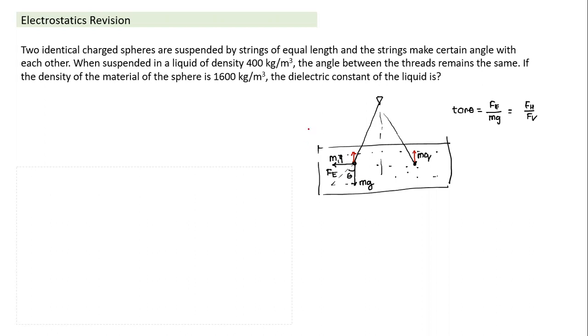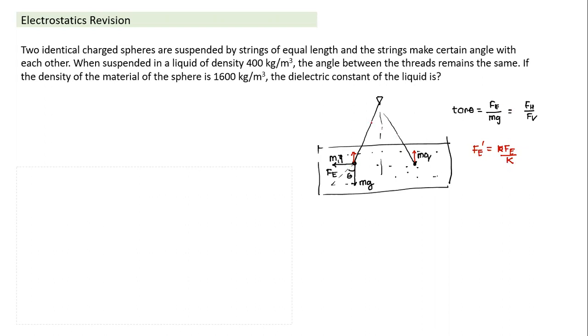And when we submerge into liquid, the liquid will have its own dielectric constant. If the liquid has a dielectric constant K, Fe dash will become Fe divided by K. So if the dielectric constant K is equal to 2, the electrostatic force will become half. If the dielectric constant is 3, it becomes 1/3. So it reduces by a factor equal to K, and the force of buoyancy is also reduced by a certain factor.